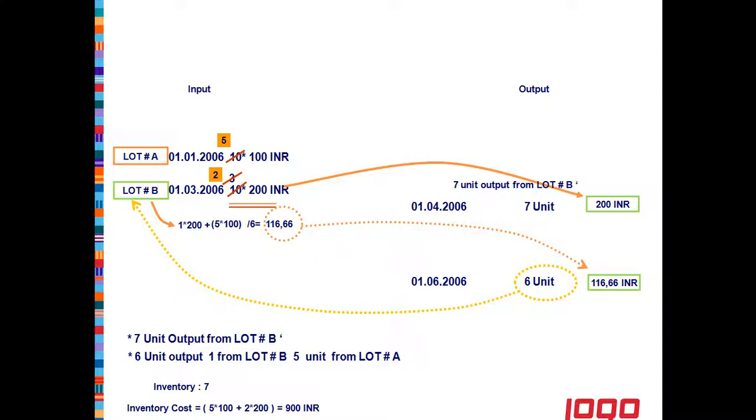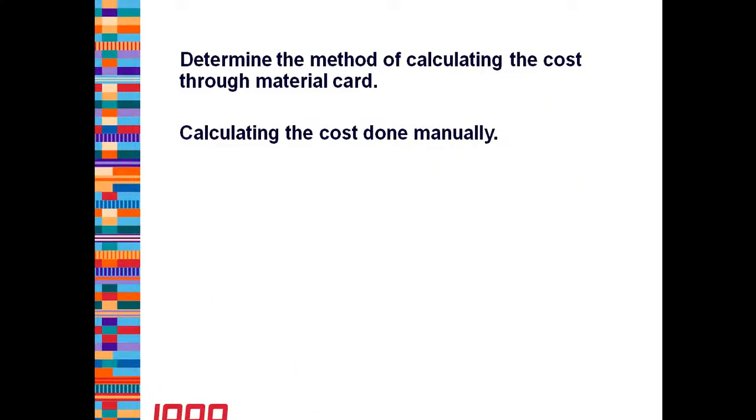Now again on 1st of June, suppose I have to sell 6 units, then the 6 units will take 1 from lot B and 5 units from lot A. Then the average becomes 116.66 Indian rupees. So 5 is left in lot A and 2 is left in lot B, so it becomes 7 units. So the inventory cost becomes 5 into 100 plus 2 into 200, equal to 900 Indian rupees. So these are the 6 methods that I have explained.